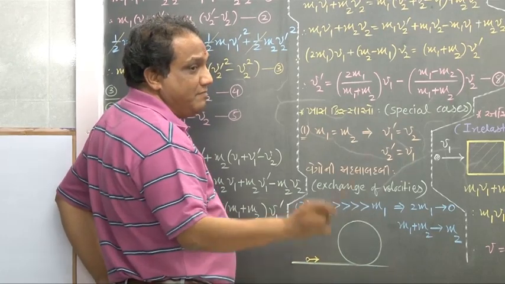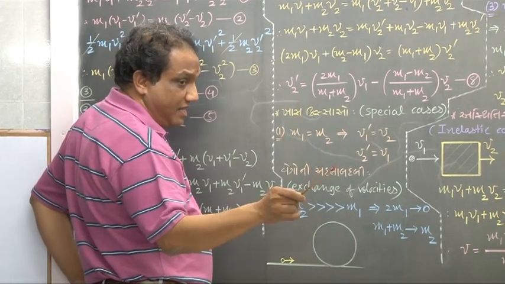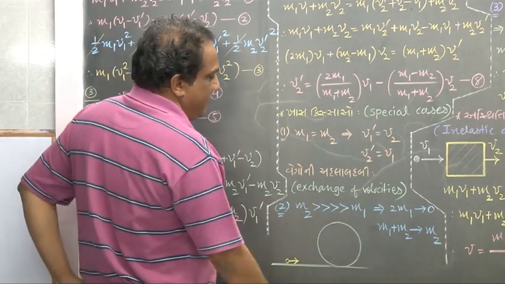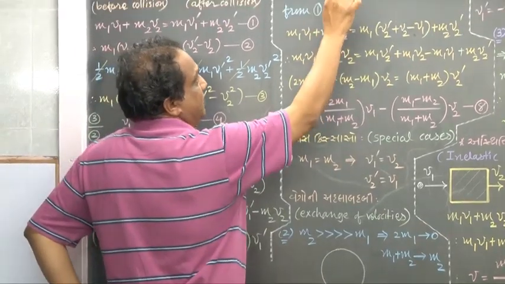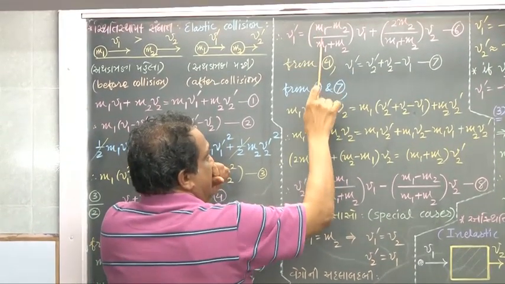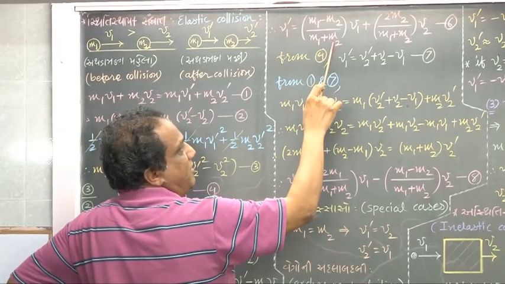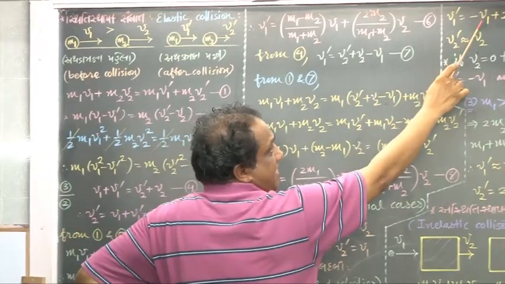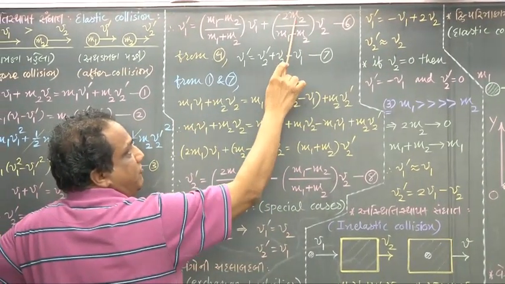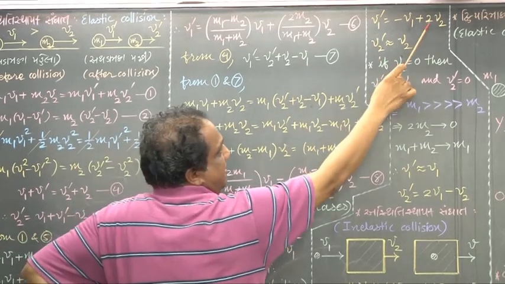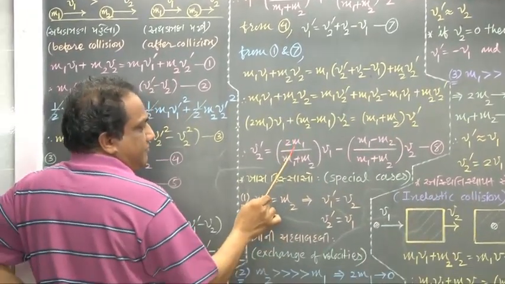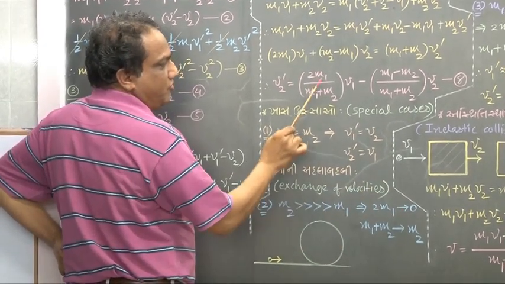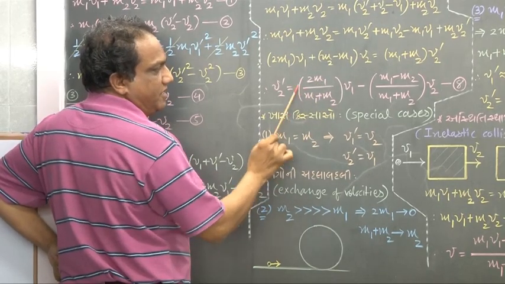Remember, very small values can be neglected only in addition and subtraction. So neglect M1 from addition and subtraction. If you neglect M1 here, then minus M2 plus M2, M2 will cancel, minus V1. And if you neglect M1 here, then M2, M2 will cancel, 2V2. When you neglect M1, M1 tends to 0, so 2M1 also tends to 0. When 2M1 tends to 0, this whole part is nearly 0.